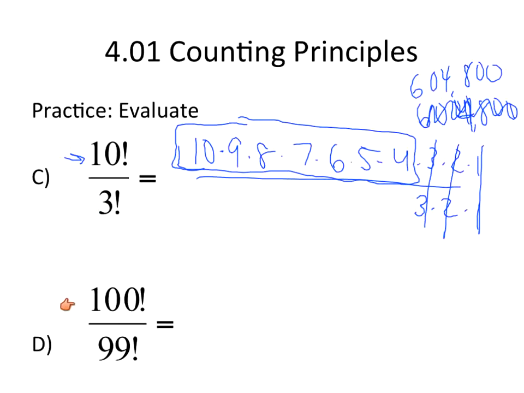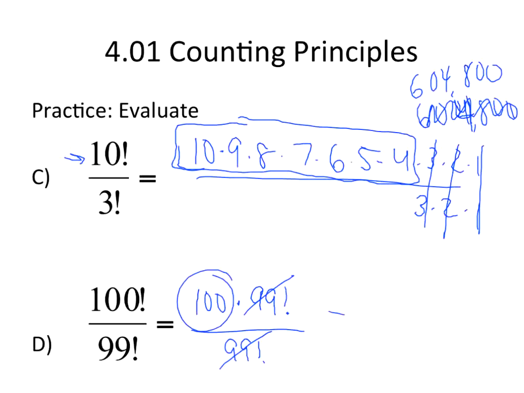So let's think about how I can do this one a little bit easier, because I'm not going to write out 100 all the way to 1 and 99 all the way to 1. At what point are they going to cross off? At 99. So really what we can write is 100 times 99 factorial. Then on the bottom I had 99 factorial. So when your factorial matches your factorial, you can cross them off. Do you guys see how that works? So much easier than writing it the whole entire time, right? We know it's going to keep going, going, going, but I don't have to write all of those. So by the time I'm done, I'm left with 100.